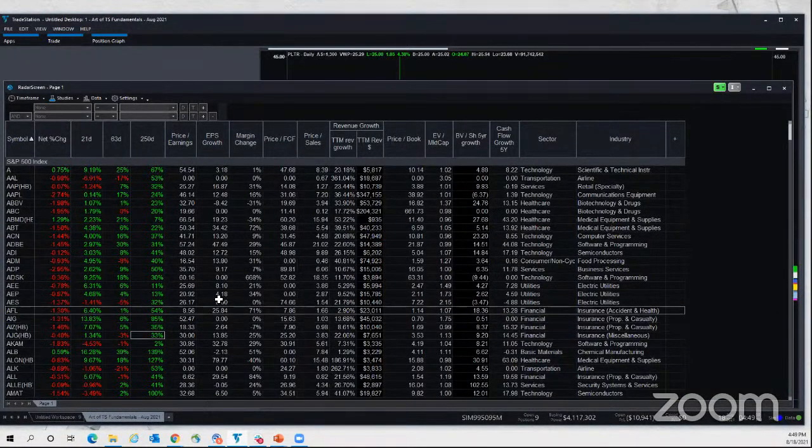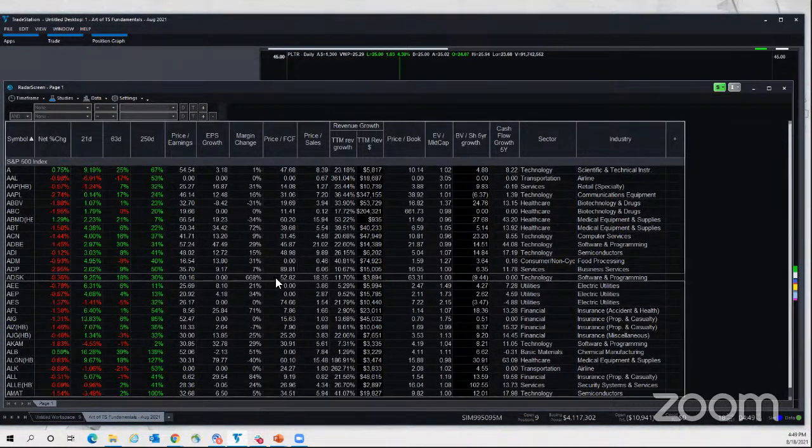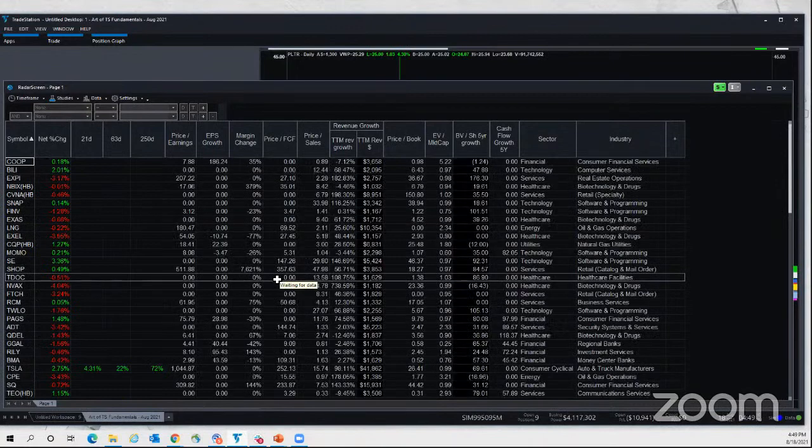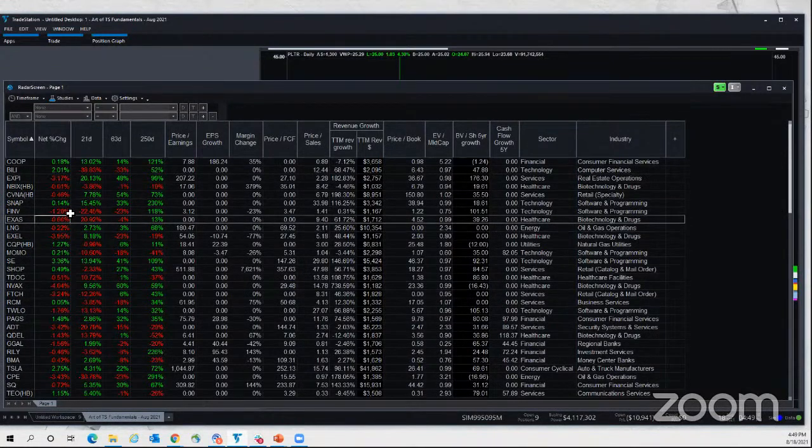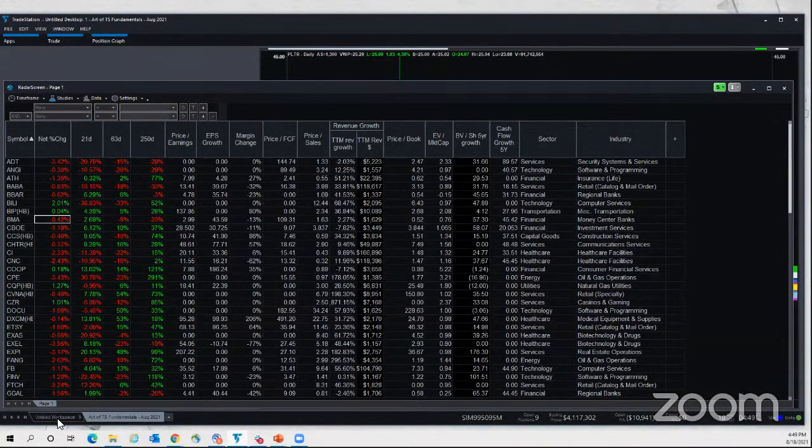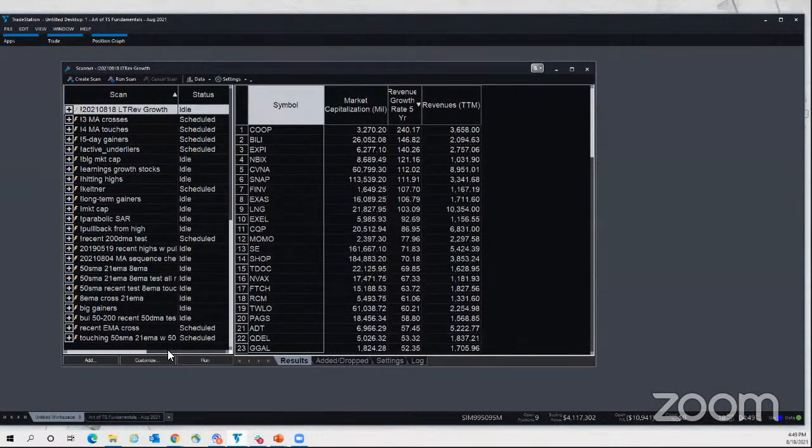I'm copying it over to the workspace I gave you. I gave you the S&P 500. I can do select all, delete, paste them in there. And now you can compare this set of companies as well. So that's how easy it is to do these scans. All right, so that is the one for companies that have longer term revenue growth.